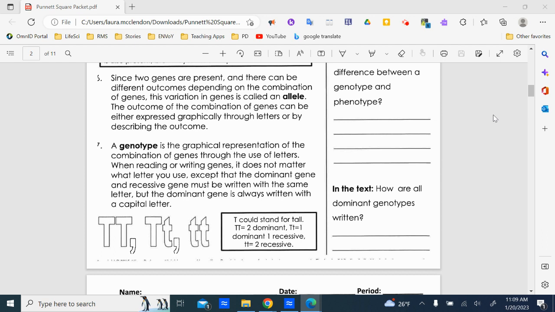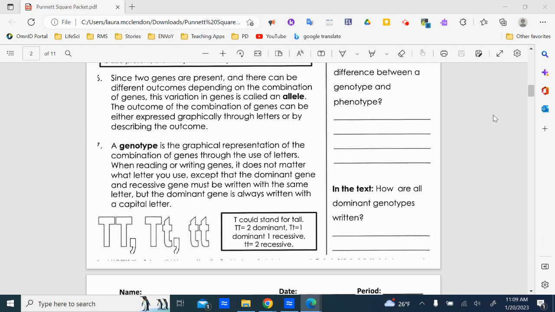6. Since two genes are present and there can be different outcomes depending on the combination of genes, this variation in genes is called an allele. The outcome of the combination of genes can be expressed either graphically through letters or by describing the outcome.